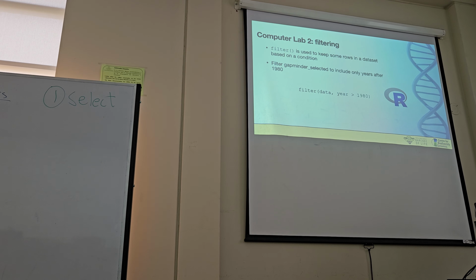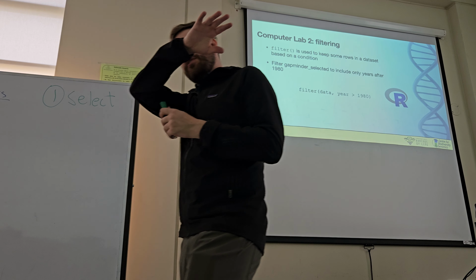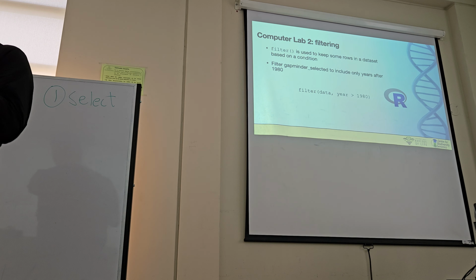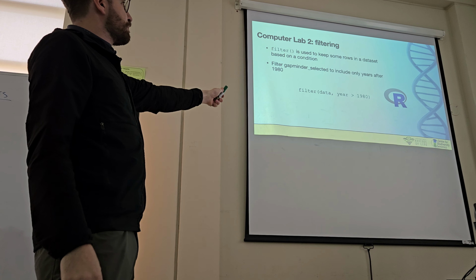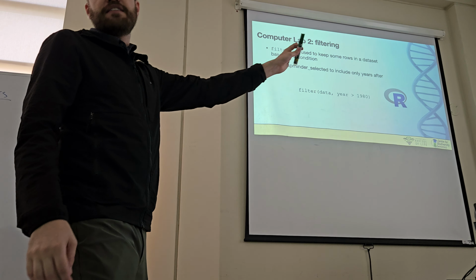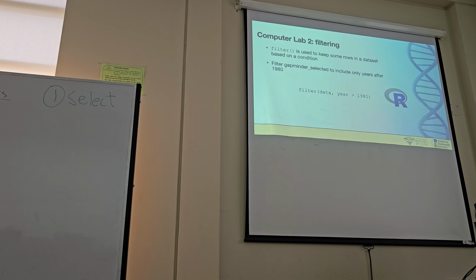is filter. Okay, so what this means, you want to take your data and get rid of some rows, not some columns, some rows, according to a condition. In Gapminder, there's data for different countries, GDP, population, life expectancy from all different years. What if you wanted to work with the years after 1980? So you could say filter, data, year greater than 1980. And then what that will do is it will drop all the years less than that. Okay?